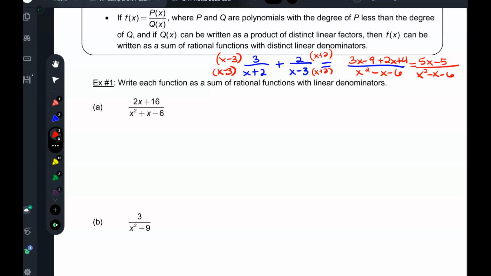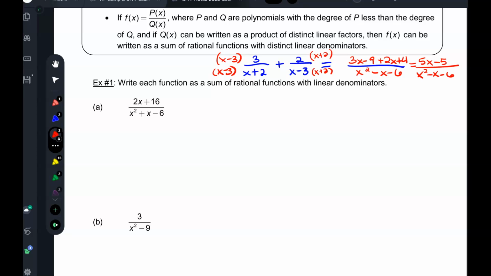Okay, so basically what we're going to look at in this lesson, let's say I had to integrate this, 5x minus 5 over x squared minus x minus 6. We can't factor that. We can't do u substitution. So you have to split it up. So what we want to do is work backwards, and figure out how to write it in this initial form.